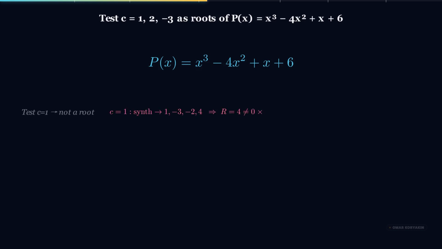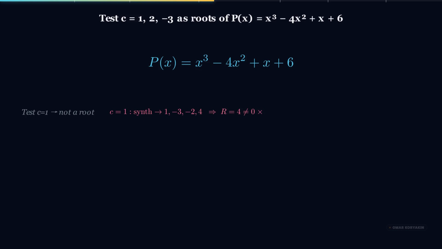Test c equals 1. Synthetic divide by x minus 1, coefficients 1, negative 4, 1, 6. Tableau: bring down 1. Multiply 1 times 1 equals 1. Add negative 4 plus 1 equals negative 3. Multiply negative 3 times 1 equals negative 3.